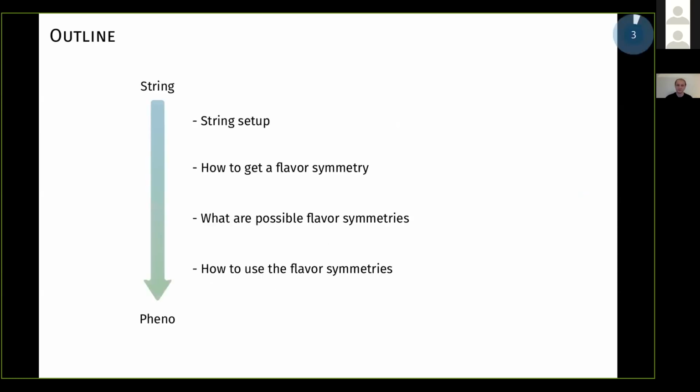So this is the outline of my talk. For this talk in this string pheno seminar series, I thought I'd go from string to pheno. I'm going to start with explaining you my string setup really quickly. We're then going to see how to get a flavor symmetry out of that particular setup. I'm going to tell you a bit of what are possible flavor symmetries that we have found by now. And then we're going to really shortly take a look on how to apply those flavor symmetries. Okay, so let's start with the string setup.